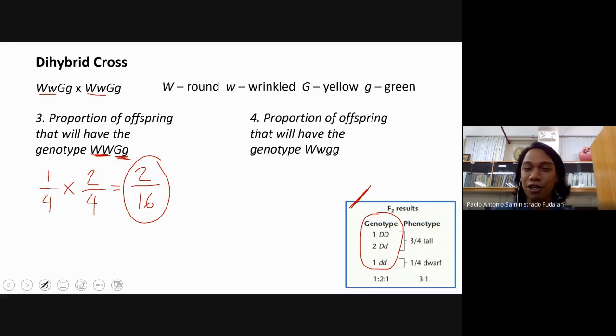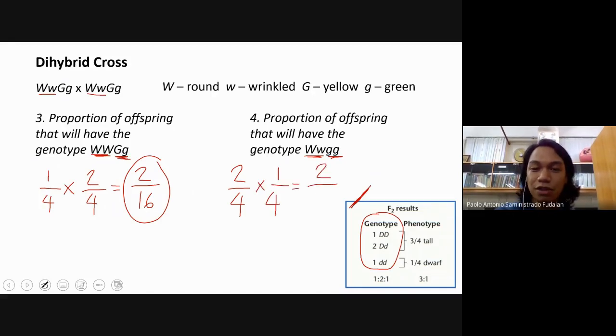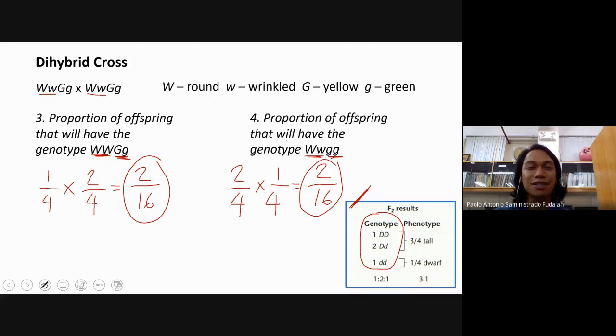Okay. So for number 4, we look at first big W, small w. Okay. And that's 2 out of 4. And then look at the next pair of alleles, small g, and that's 1 out of 4. If we multiply these, we get 2 out of 16. Okay, so both answers a while ago were correct. All right, let's continue.